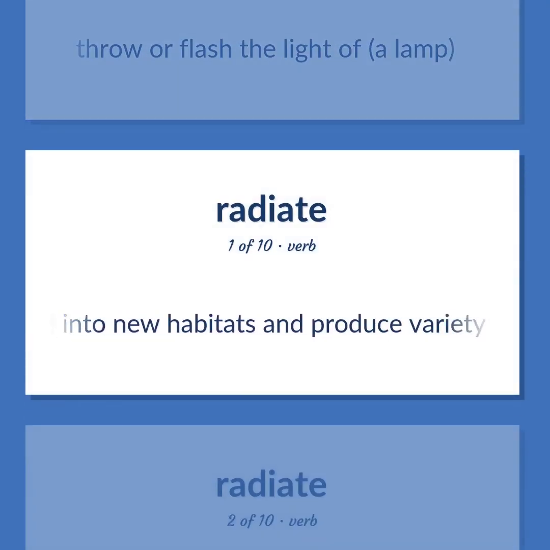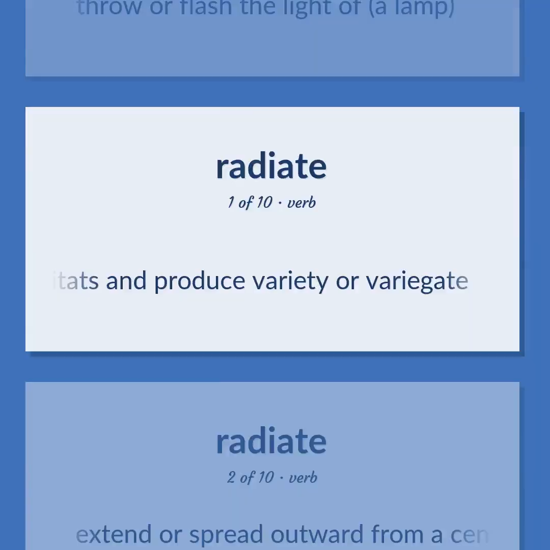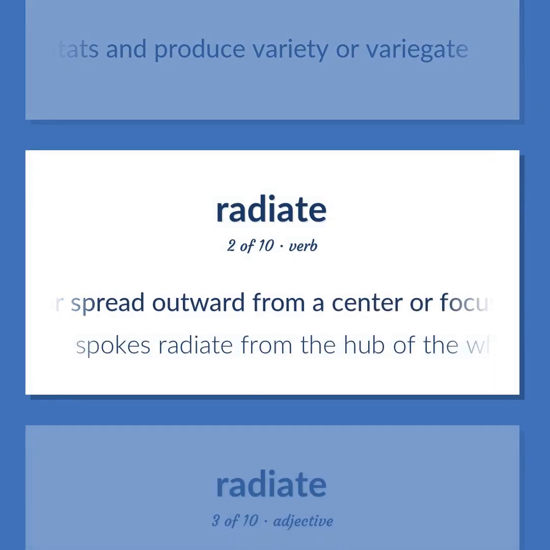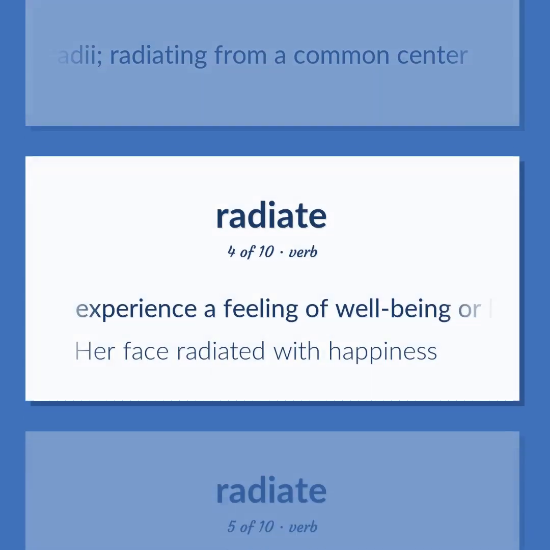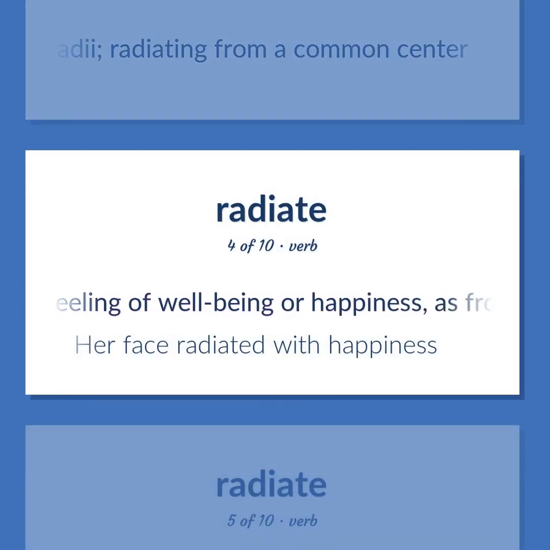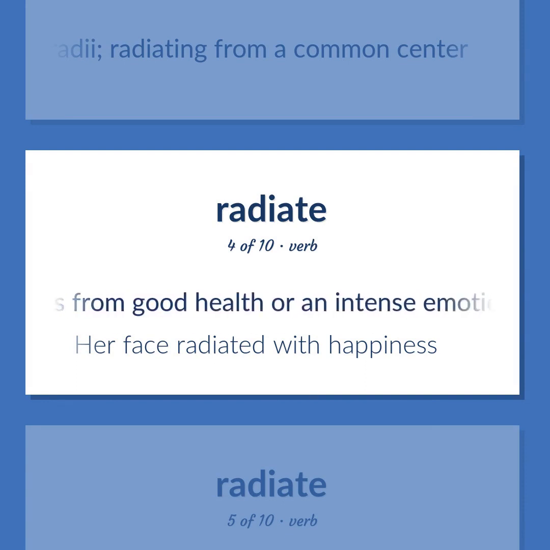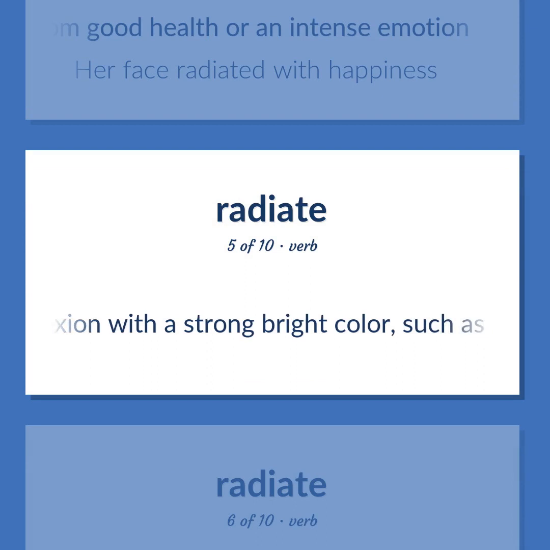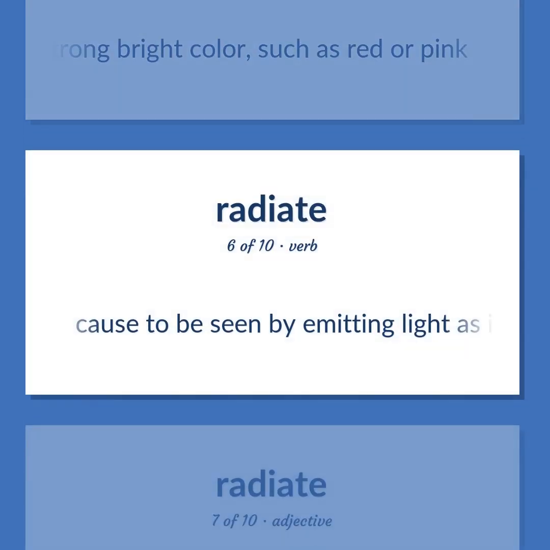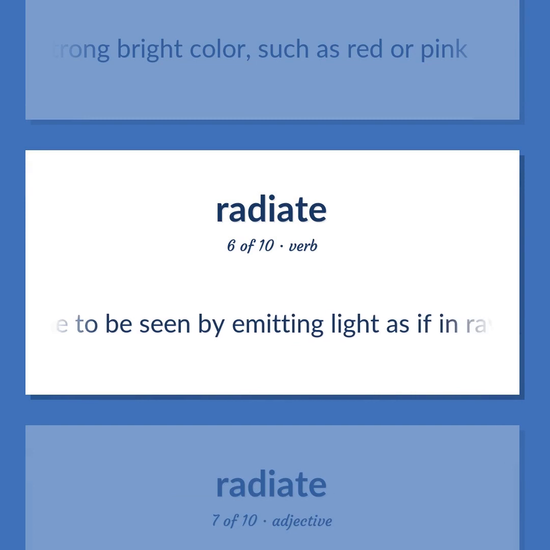Spread into new habitats and produce variety or variegate. Extend or spread outward from a center or focus or inward towards a center. Spokes radiate from the hub of the wheel. Arranged like rays or radii, radiating from a common center. Experience a feeling of well-being or happiness, as from good health or an intense emotion. Her face radiated with happiness. Have a complexion with a strong bright color, such as red or pink. Cause to be seen by emitting light as if in rays.